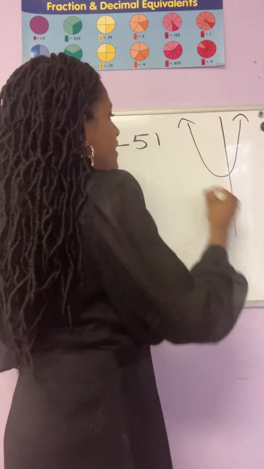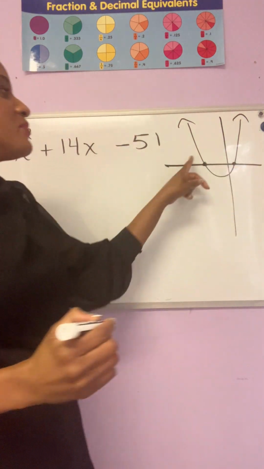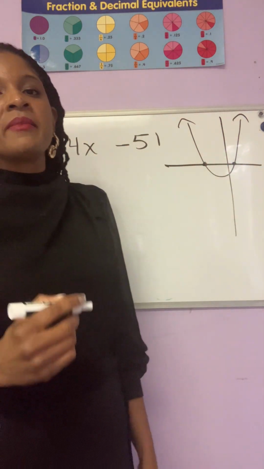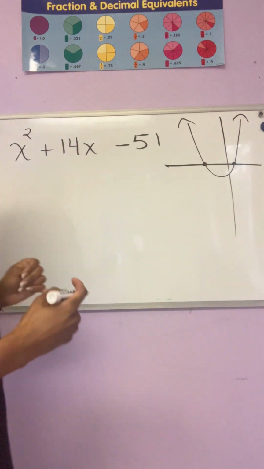So if you imagine there's an x-axis, which would look more symmetrical than what I have drawn, those would be the roots right here. So there are many different strategies to find the root. One strategy is completing the square.